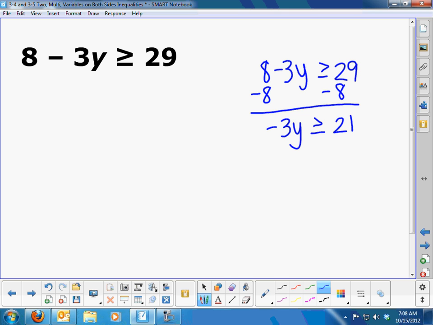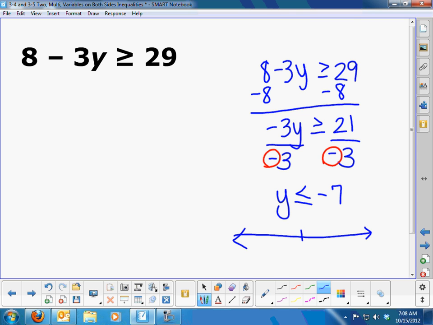Now, to get y by itself, y is being multiplied by negative 3, so I do the opposite, which is divide by a negative 3. But what did I just do? I divided each side of the inequality by a negative. What happens when we divide by a negative? We learned this last lesson. We have to switch our inequality. So instead of a greater than or equal to, I'm now going to have a less than or equal to. 21 divided by negative 3 is negative 7.